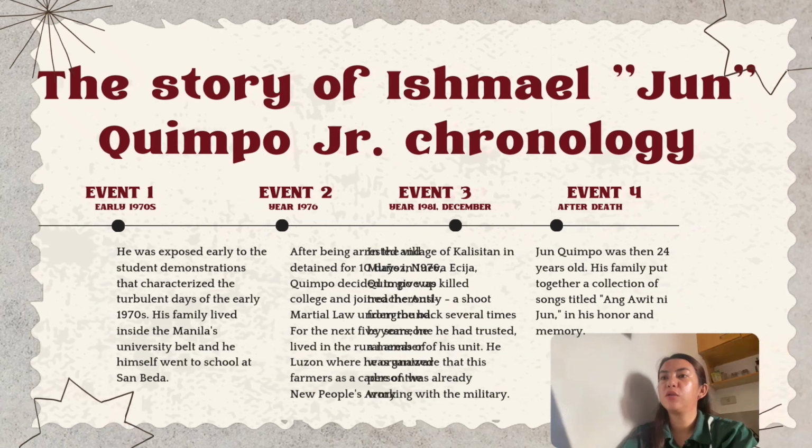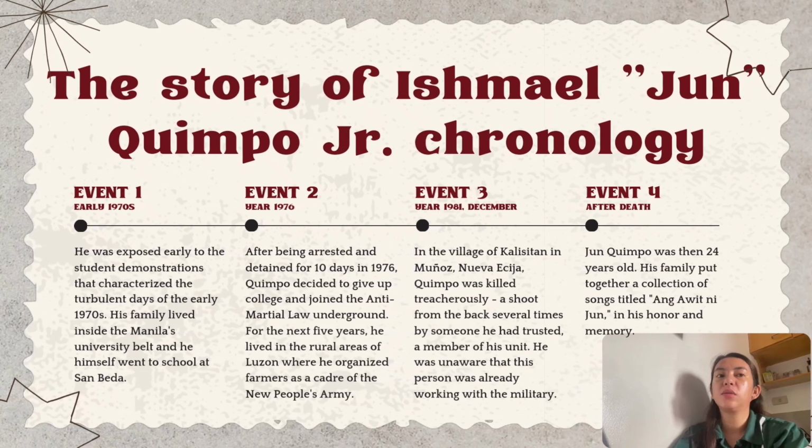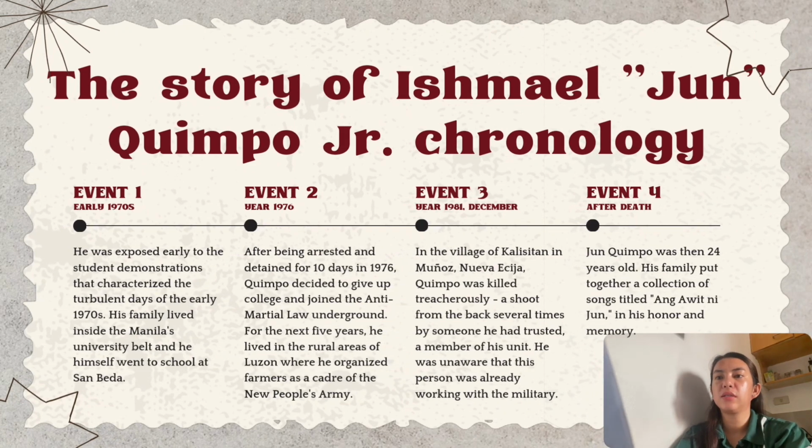The story of Ismael Jun Kimpo Jr. Jun Kimpo was exposed early to the student demonstrations that characterized the turbulent days of the early 1970s. His family lived inside Manila's University Belt, and he himself went to school at Sarmiento, a stone's throw away from the seat of the presidency, Malacañang Palace. Only 13 when the First Quarter Storm erupted, he was caught in the spirit of his time.